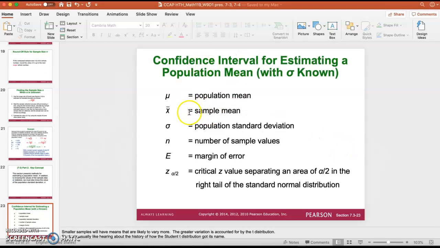And they're still dealing with some of the same notations here. Just this time, again, we'll know that population standard deviation, and when we do know it, we're going to be using z critical values instead of t critical values, which is the main difference, really. When you don't know it, use t. When you do know that population standard deviation, use z.